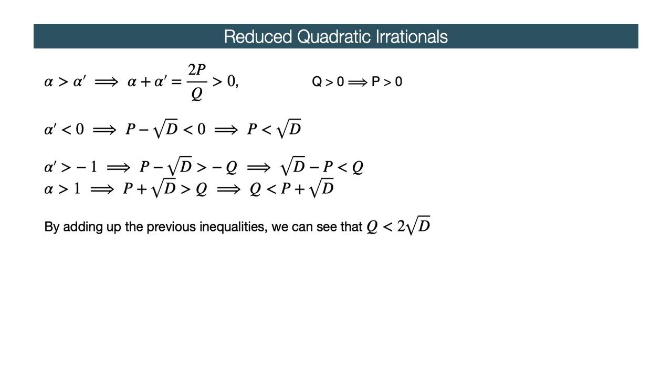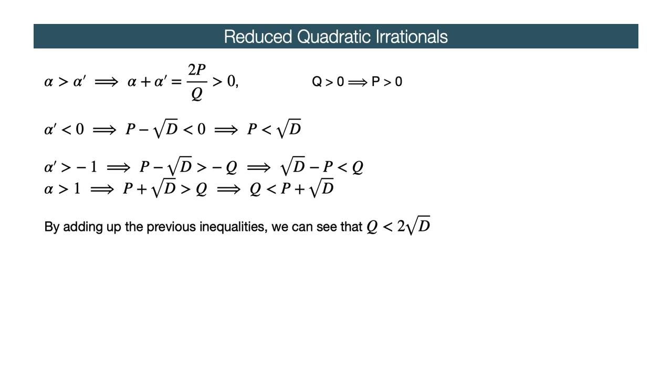Here's the proof. Since alpha is greater than its conjugate, the sum 2p over q must be positive. Now, because q is equal to 2a, q is positive, therefore p must also be positive. Alpha dash is less than 0, therefore p minus root d is also less than 0, and therefore p is less than root d. Alpha dash is greater than -1, therefore p minus root d is greater than minus q.